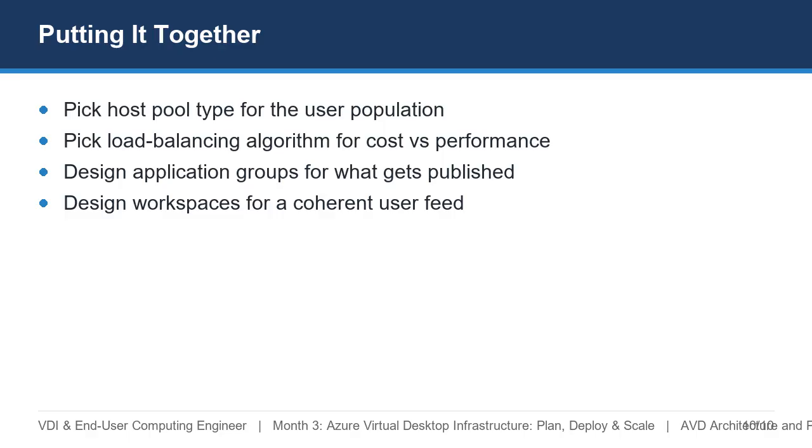Planning an AVD environment comes down to 4 ordered decisions. Choose the host pool type that fits the user population: personal for one-to-one persistent desktops, pooled for shared capacity. Choose the load balancing algorithm that fits your cost and performance trade-off. Design the application groups for exactly what needs to be published. And design the workspaces so each user's feed is coherent. Every remaining lesson in this module, networking, images, deployment automation, autoscale, and disaster recovery, builds directly on these 4 answers.